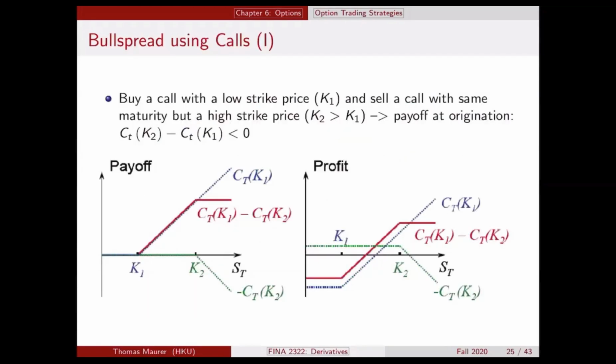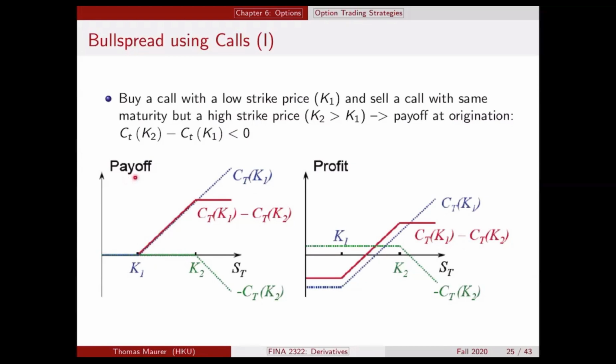A bull spread can be constructed either from call options or from put options. Here I start with call options. For a bull spread, you take a long position in a call with a relatively low strike price, and then a short position in another call option with a higher strike price. And if you add that up, it gives you something which looks kind of like a ramp function.